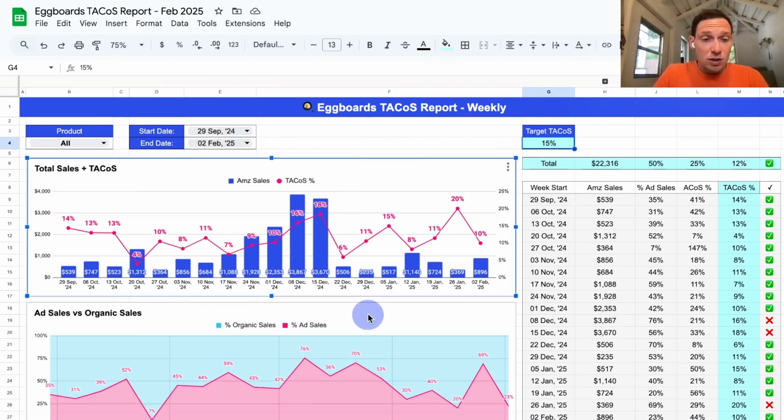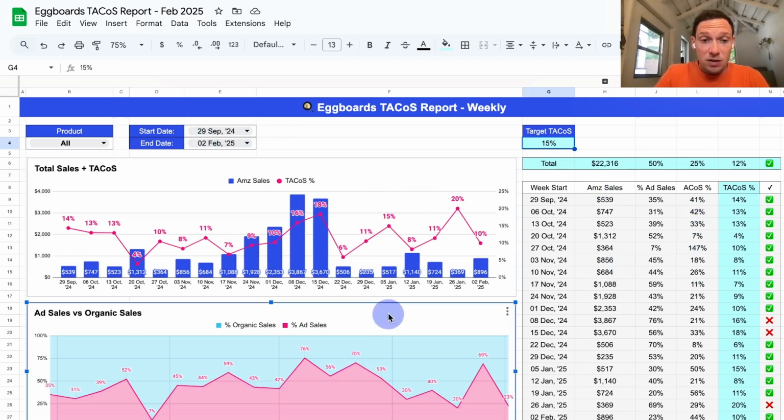Then we see two charts. The first one represents the total sales in the bars, and the red line is the total advertising cost of sale for the product and for the time frame that I've selected. The same numbers are represented in this table. The second chart instead shows a breakdown between the organic sales and the advertising sales for the product and the time frame that has been selected.